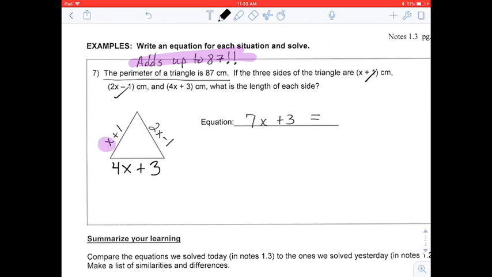I have 1x plus 2x's plus 4x's, and 1 plus 2 plus 4 is 7x. That looks good. Let's check the numbers also, just to be sure. -1 plus 1 is 0. 0 plus 3 is 3. Oh, okay. So that's 7x plus 3 is just the result of adding my 3 sides. And adding the 3 sides should also add up to 87.